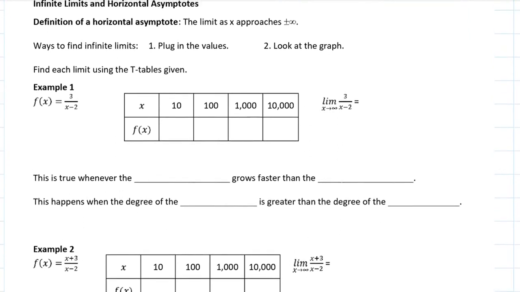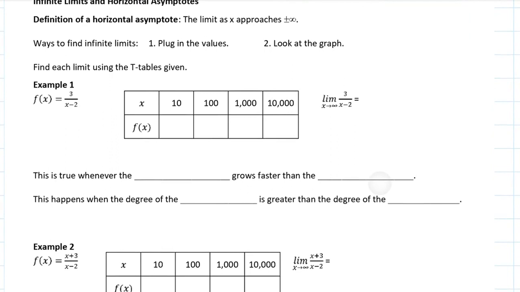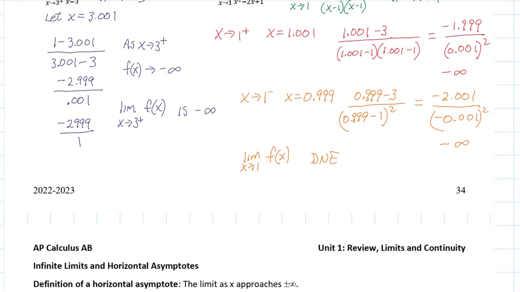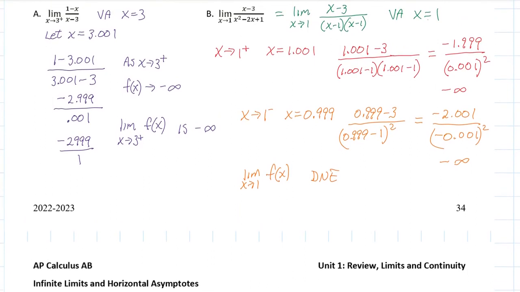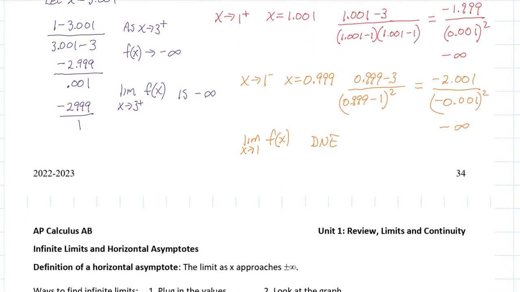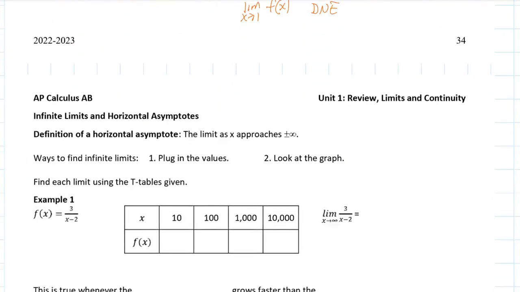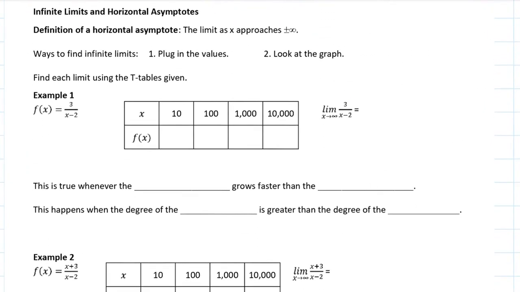All right, so we have limits that go to infinity. Like we saw in this last one, I was asking for the limit as x approaches 1 or x approaches 3, whatever it is, and those limits went to positive infinity or to negative infinity. Now we're going to look at horizontal asymptotes and infinite limits. So ways to find infinite limits, okay? Plug in the values or look at the graph. The definition of a horizontal asymptote is the limit as x approaches either positive or negative infinity.